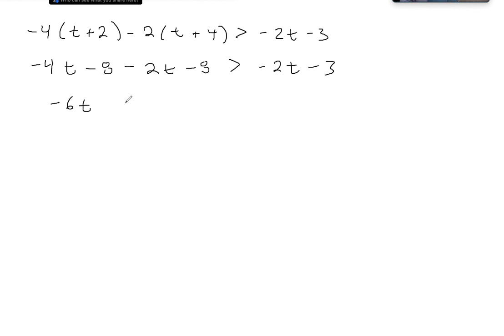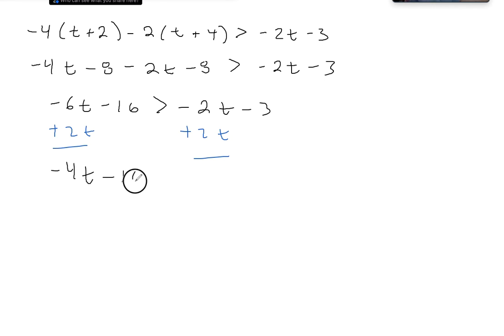We'll get negative 6t minus 8 would be minus 16. And that's going to be greater than negative 2t minus 3. And so I'm going to just bring it to the left this time and get that negative. If you just watched the last video, I showed it both ways, I guess. So this would be negative 4t minus 16 greater than negative 3. And then let's bring that 16 over. Get this t by itself.